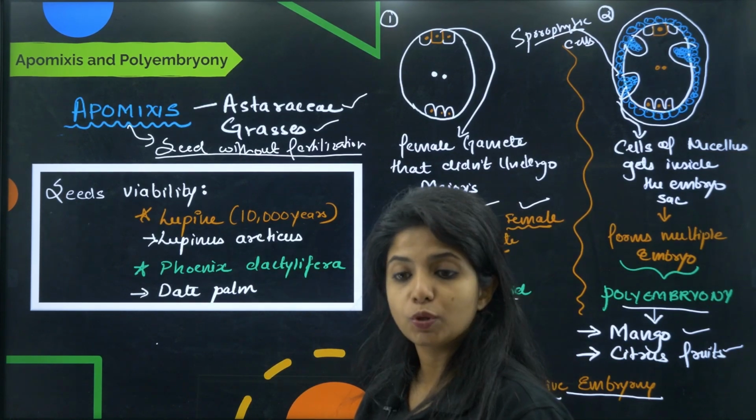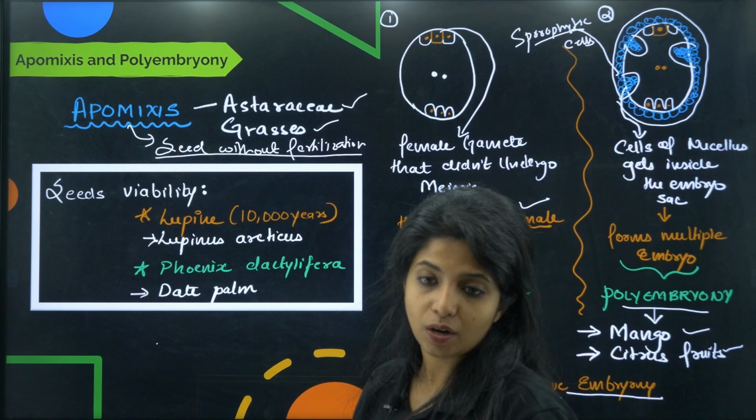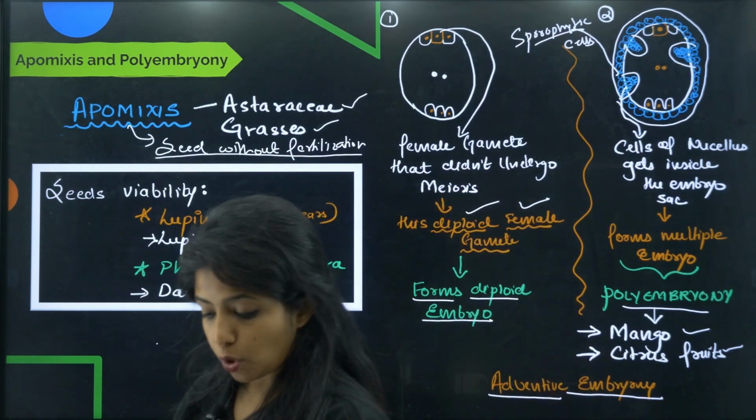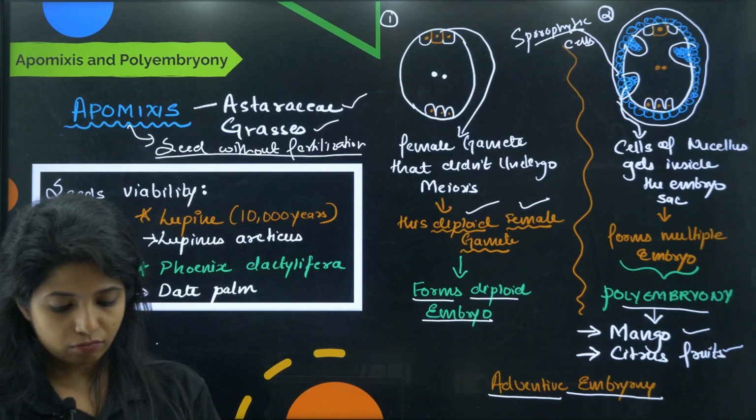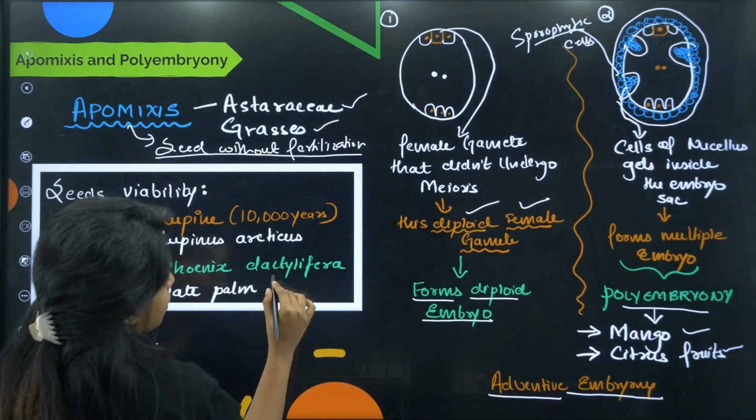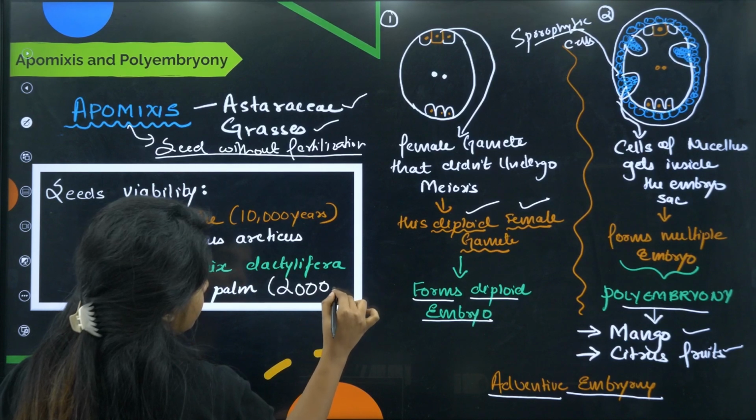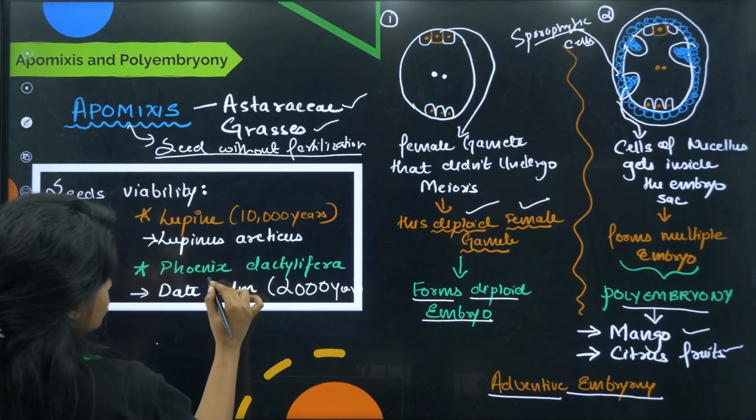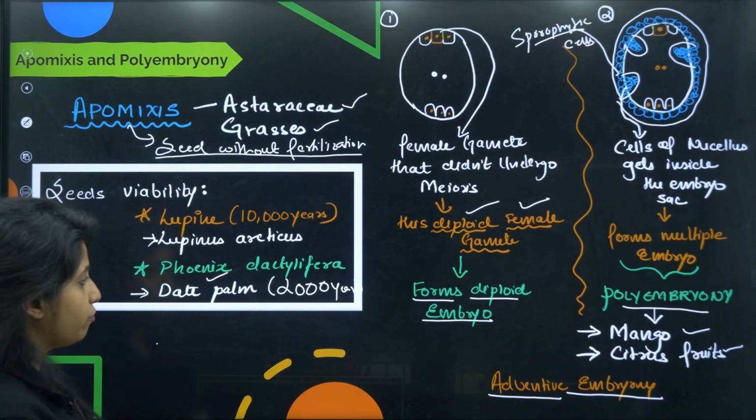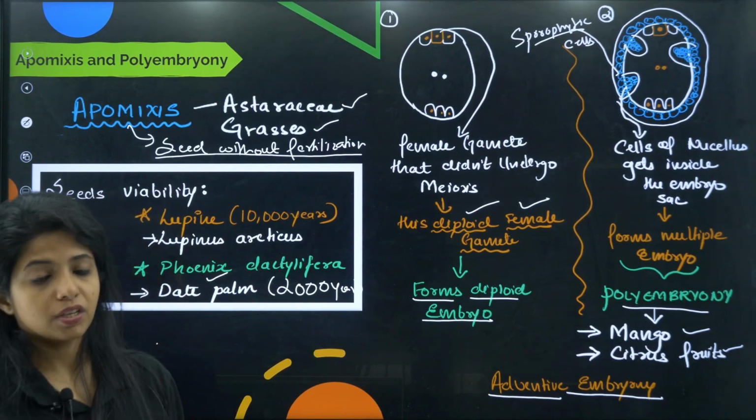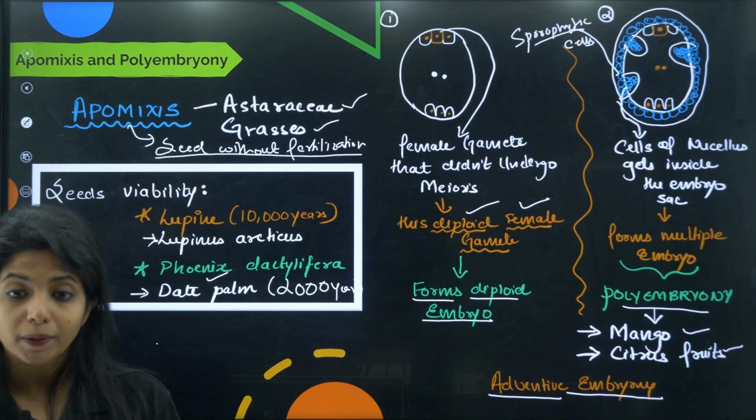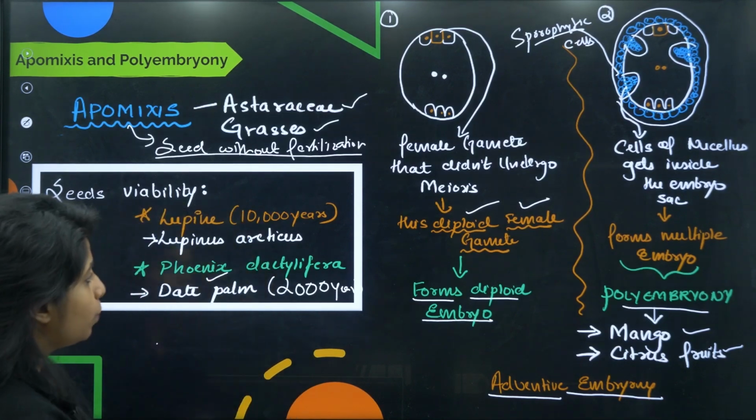The plant's actual name is what, children? Lupinus arcticus. Now there is another plant, that is Phoenix dactylifera. It was viable for 2,000 years. It is known as date palm, children. So you have Phoenix dactylifera, which is date palm, viable for 2,000 years. Lupine, which was viable for 10,000 years. This is Lupinus arcticus.